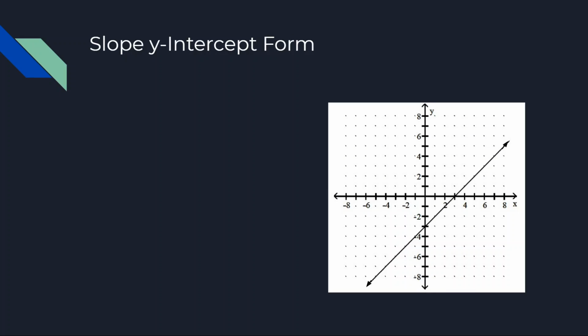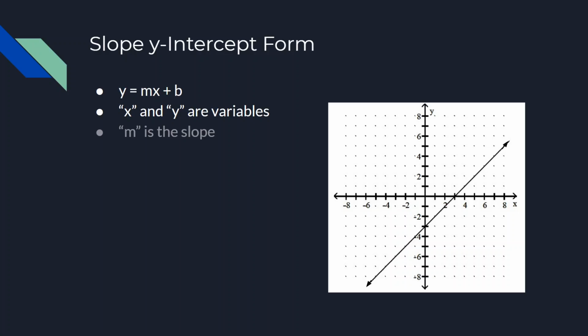A slope y-intercept equation is in the form of y equals mx plus b, where x is the independent variable and y is the dependent variable. M is the slope of the graph. The slope of the graph is basically how much y changes if x increases by 1.